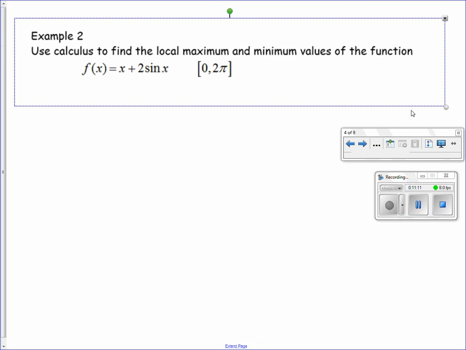All right, so the text says, use calculus to find the local max and min values of the function. Okay, so tell me what we're going to do first. Yeah, we're going to find the derivative. Okay, so once we find the derivative, if we're talking about local max, almost. Find when what equals 0. Good.